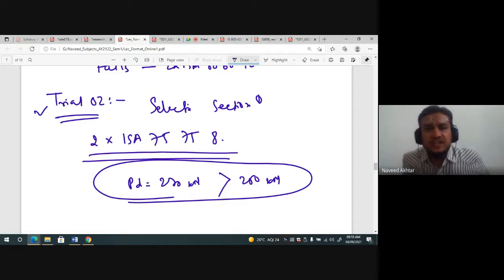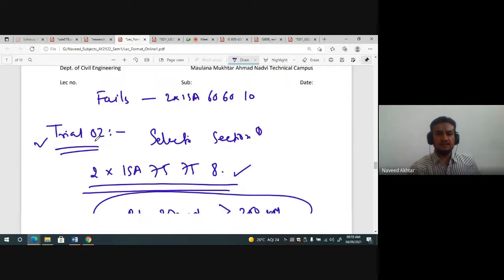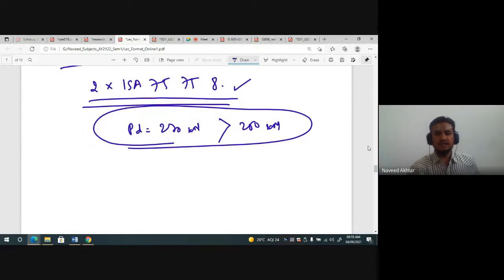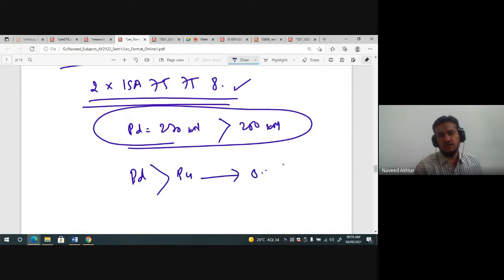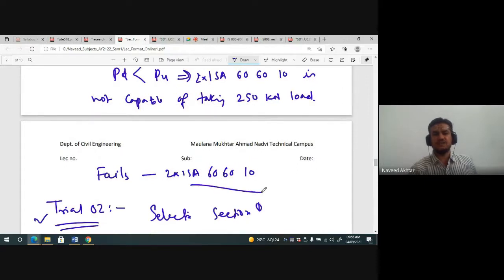So here your section failed. When section failed, doesn't bother about that. Section fail हो गया, इसका मतलब नहीं कि हमने गलत किया है. Again you have to select another section, and recalculate all the steps you have done, and then check the value. If the Pd is greater than Pu, then you can say that our design is okay. But here in our case, your design 60 by 10 fails. Okay, so that's why it depends on the radius of gyration, member sectional properties for design of your compression member.